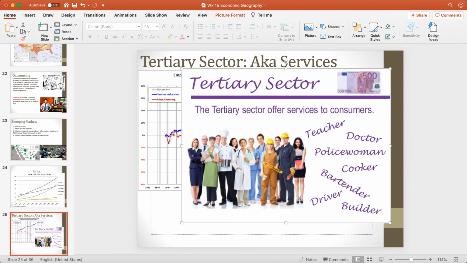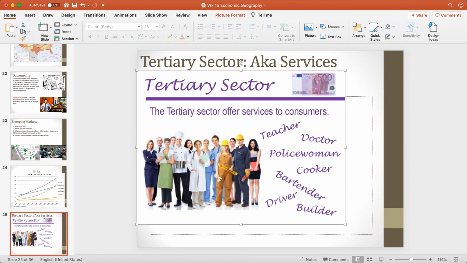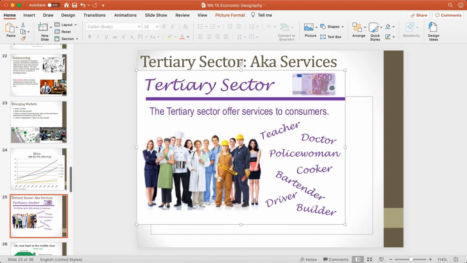So tertiary sector, services to consumers. So you can be a teacher, a doctor, work for the police or a fire person, a cook, bartender, driver, etc. Oh, this is not an American thing that I stole from on the internet. It's British. Guess they call them cookers there.